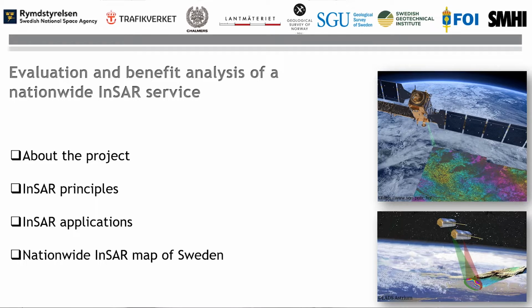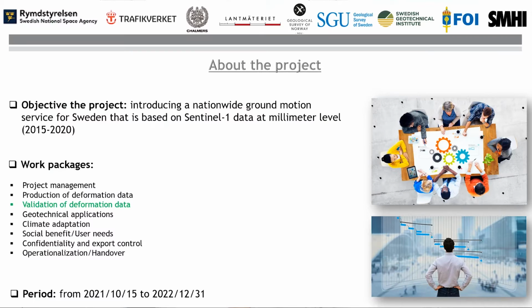The main objective of the ongoing project is to introduce a nationwide ground motion service for Sweden based on Sentinel-1 at millimeter level accuracy. The period is between 2015 and 2020. As you can see from the work packages, the Chalmers University task is validation of the data information, and my task is to evaluate the accuracy of the InSAR system over Sweden.